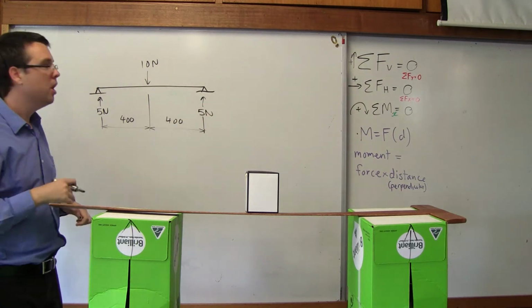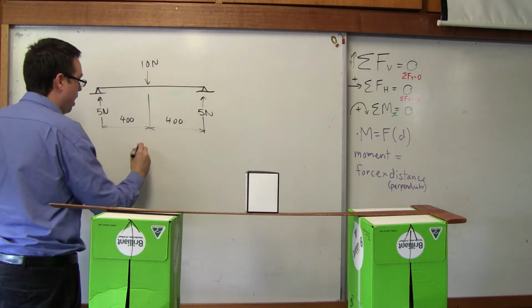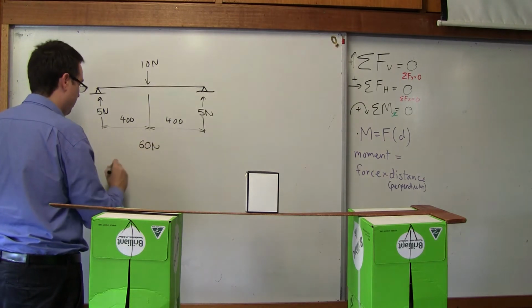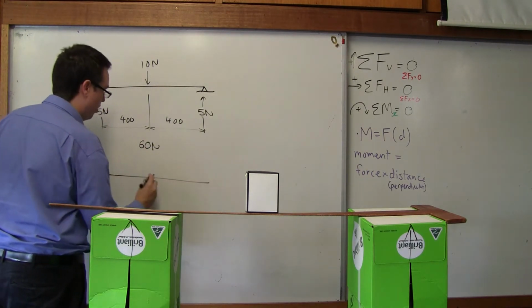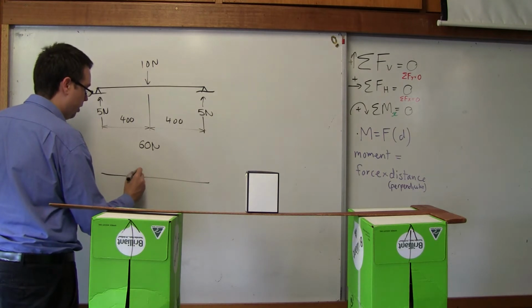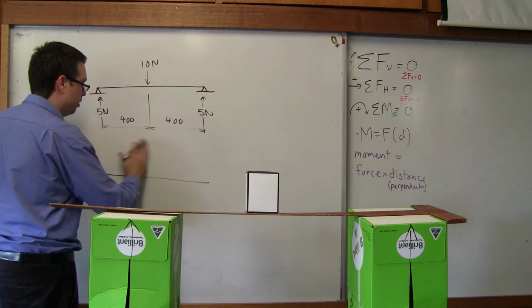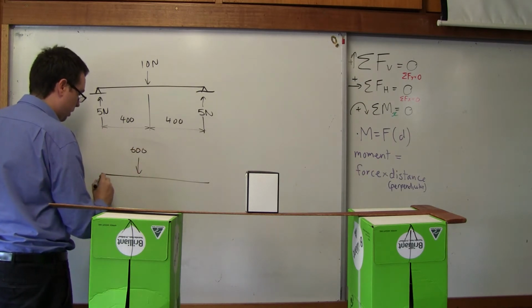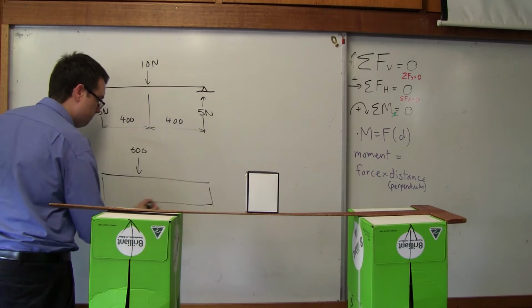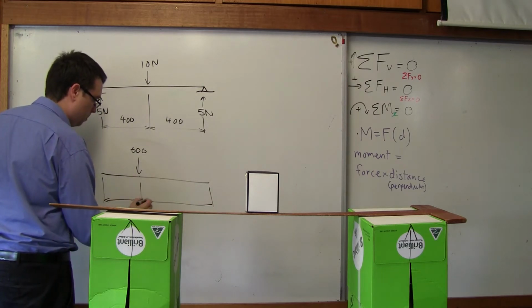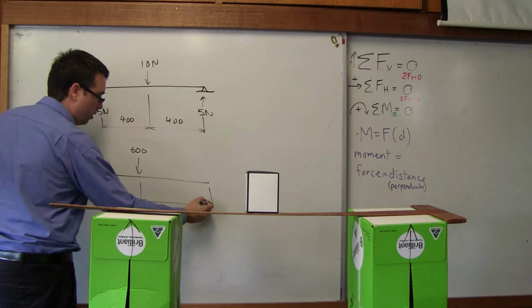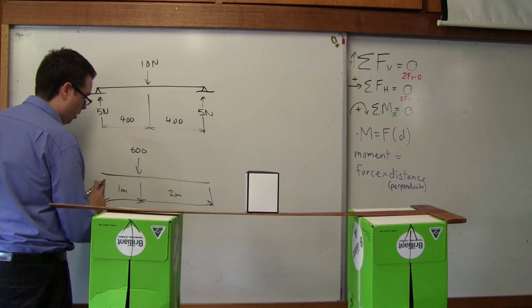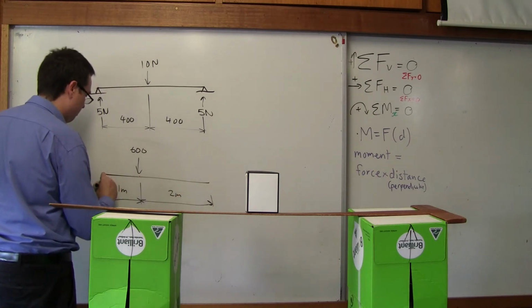Okay, now I've got a new beam. And my new beam has a value of 60 newtons. On my beam, the 60 newtons is not going to be in the center. The distances are going to be 1 meter and 2 meters. What are the two reactions going to be in this case?